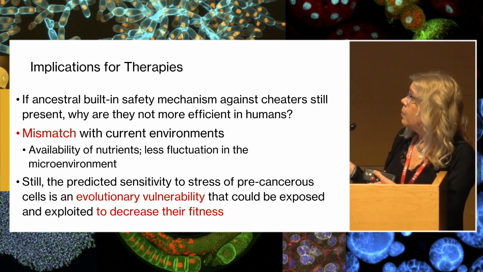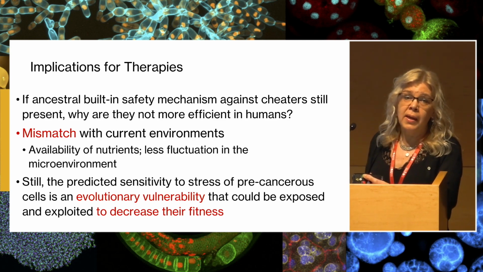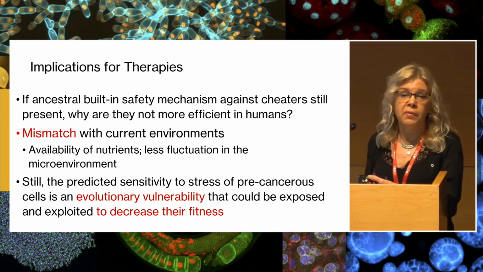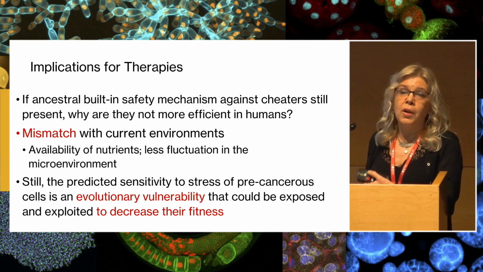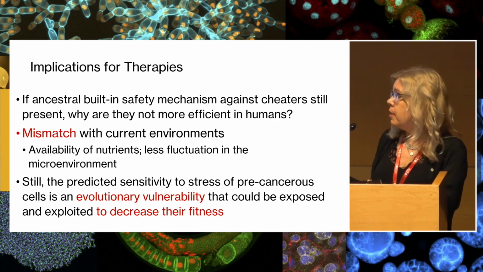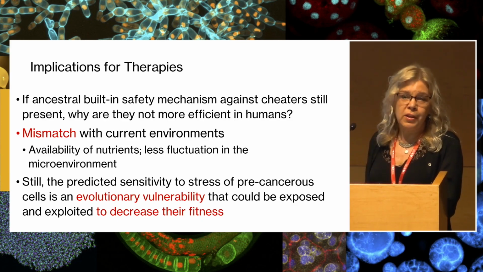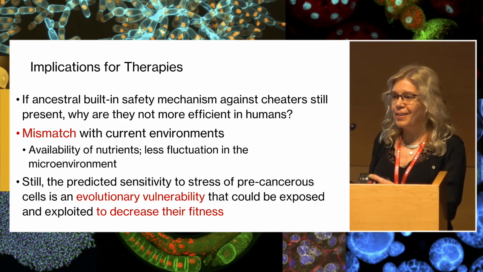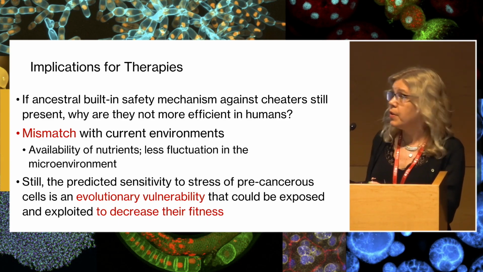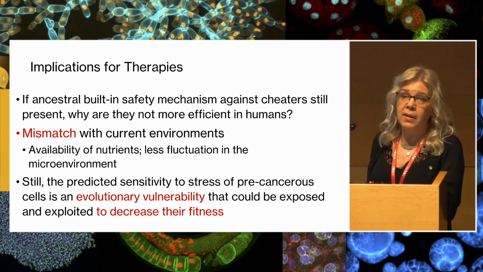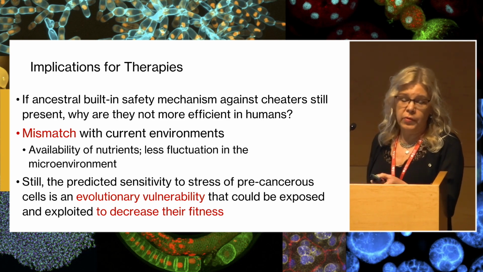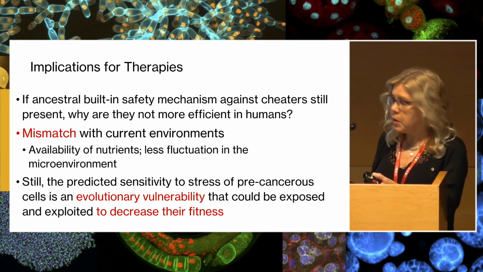So if that's the case, one might ask, why do we still get cancer? And the answer might actually have to do with what in evolutionary medicine we call mismatch with the current environment. Our ancestors were going through periods of starvation, they were experiencing a lot more perturbation in their environment. We now, with our eating habits, eating all the time, so basically the precancerous cells are not exposed to the type of perturbations that would expose this sensitivity to stress. So I still think that this evolutionary vulnerability of cancer cells can be exposed and exploited.